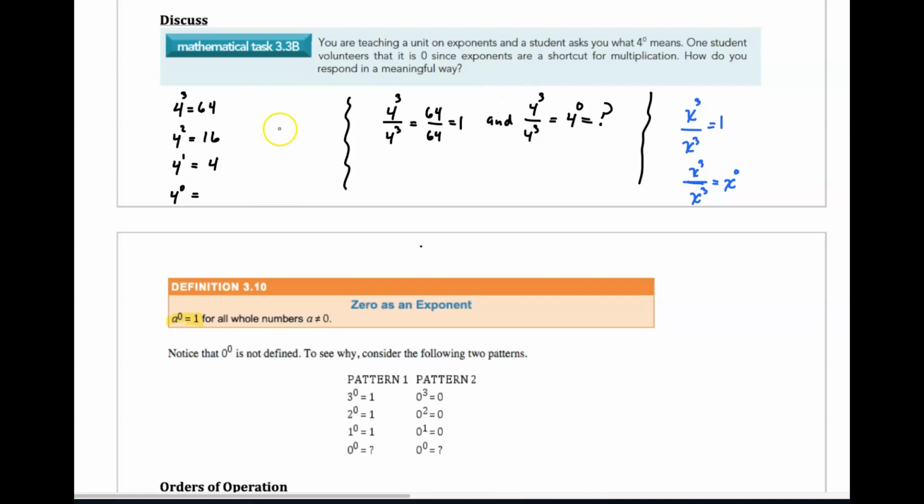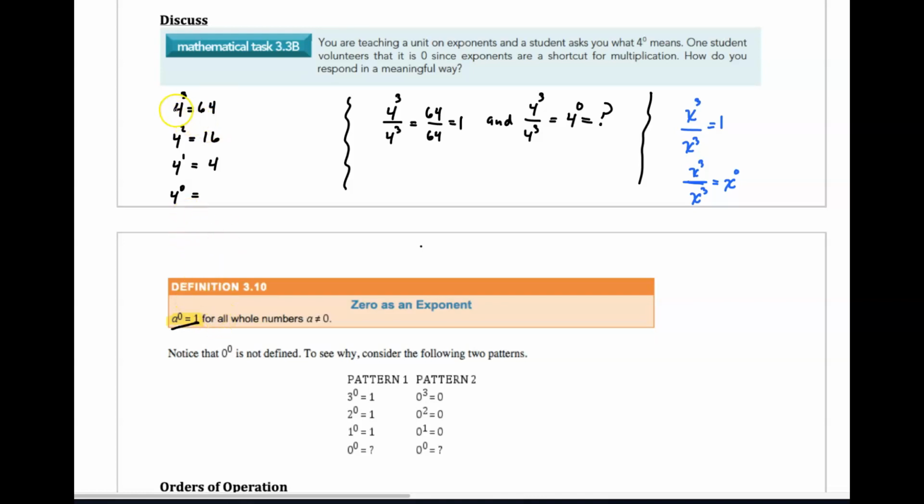And so in order to respond, you need to understand why it makes sense to define that a to the power 0 equals 1. So looking at that right here, how come anything to the power 0 equals 1? Well, one way to look at it is to look at a pattern. We're going to base the reason why we define it that way on that. In definitions, we just say it is.